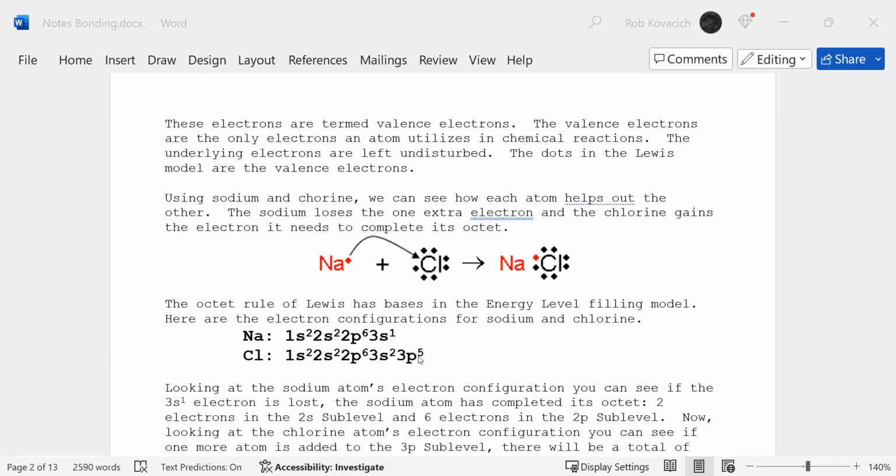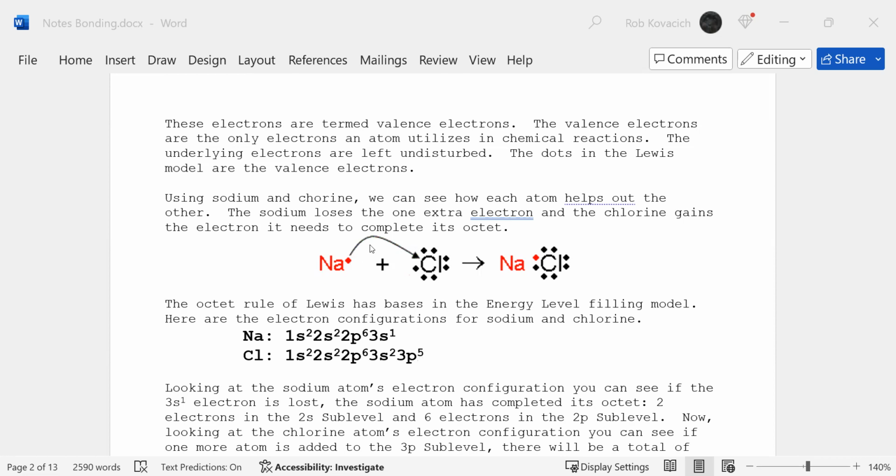And this 3p5 wants to be a 3p6. So there's 5, 6, 7. Energy level 3 has 2 electrons in its s and 5 electrons in its p. But what it really wants is 8 electrons in its third energy level, 2 in the s and 6 in the p, so it can look like argon.